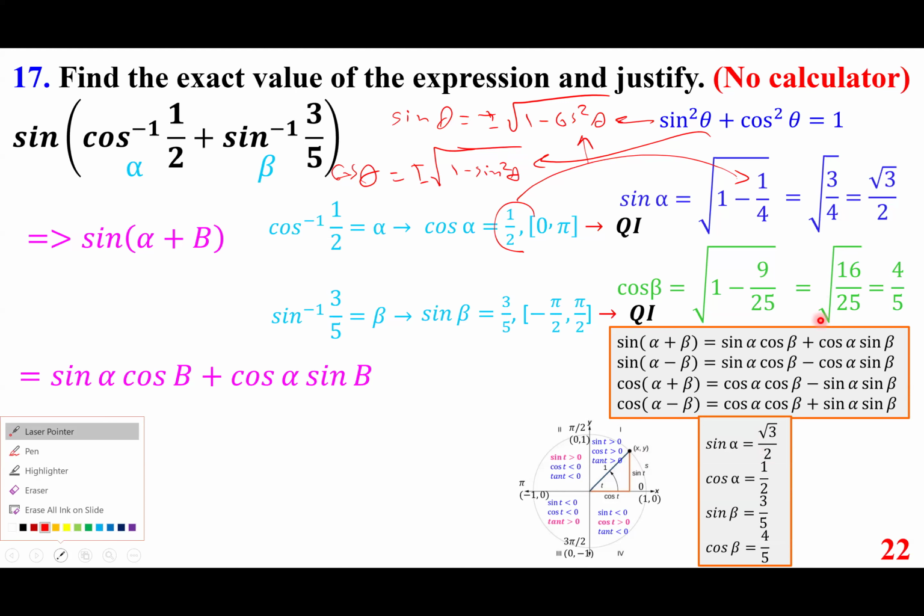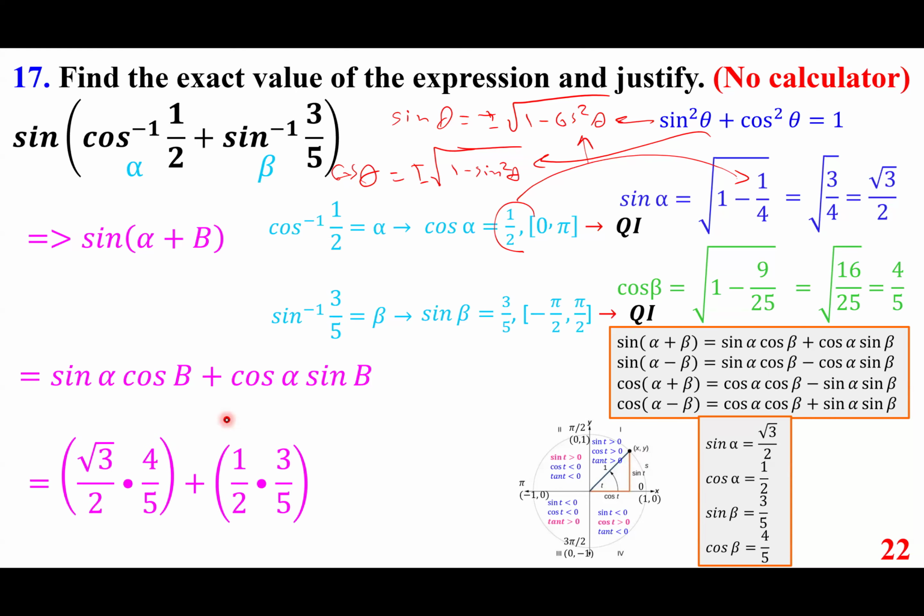Sine of alpha is square root of 3 over 2. Cosine of alpha is 1/2. Sine of beta is 3/5. Cosine beta was found to be 4/5. Let's plug it in. Of course, the denominator is 10 in both cases. So this is 4 square root of 3 plus 3 over 10, and that's an exact answer. No calculators. You should always go with the exact answer, and that shows your knowledge of various trigonometric identities.